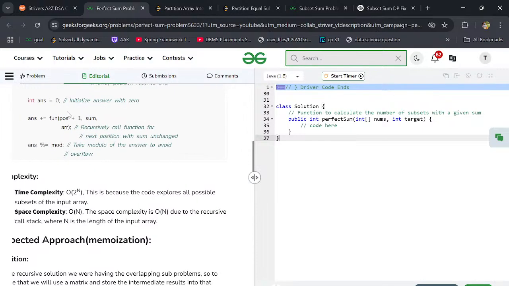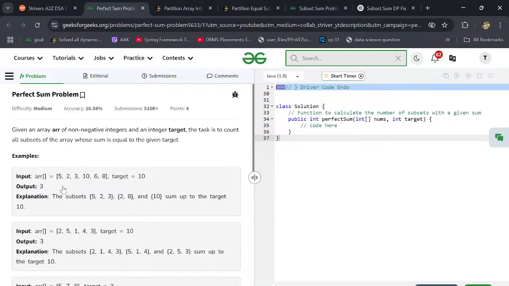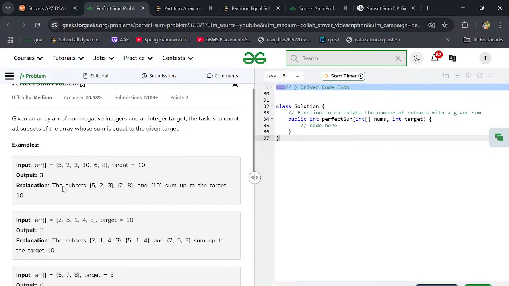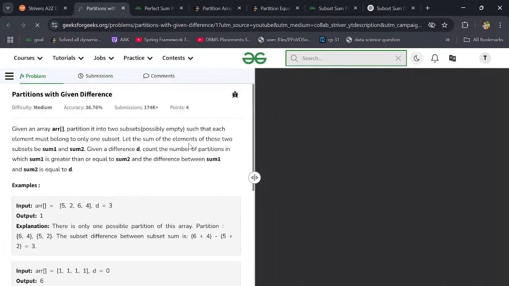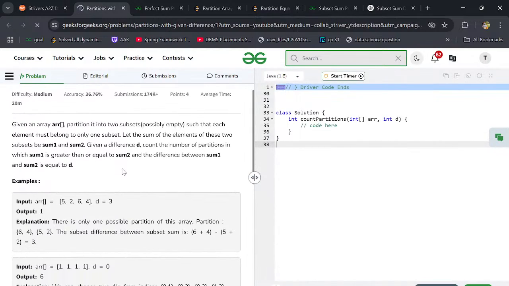Why are they not adding? What's the problem? The question is to count the number of subsets, right? Count the partitions with the given difference. Let the sums of the two subsets be sum1 and sum2 with the given difference. Count the number of partitions with sum1.